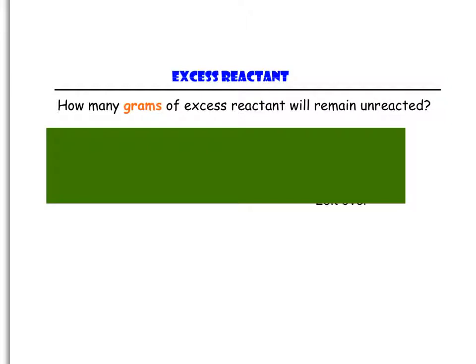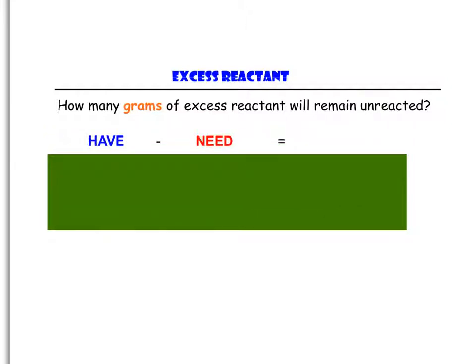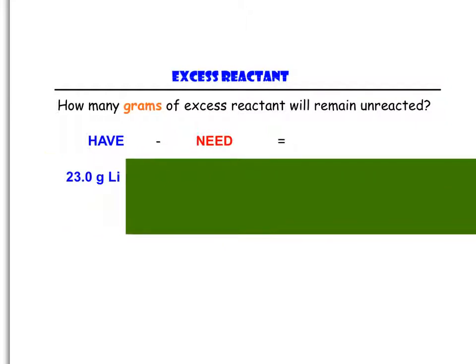In many problems, it will ask you to solve for how much of the excess will remain unreacted, or how much of the excess will you have left over. Well, to do this, you take what you have and you subtract what you need. So you're saying how much do I actually own versus how much is needed for the reaction to occur. Well, in this case, we know that we have 23 grams of lithium because that's what the problem told us we were starting with. And then we subtract how much we needed.